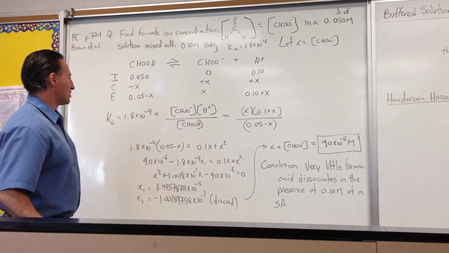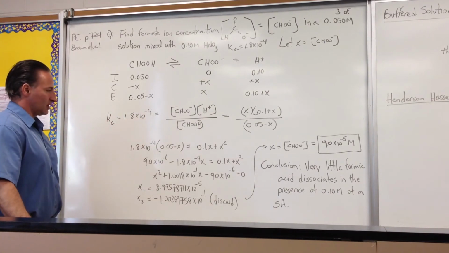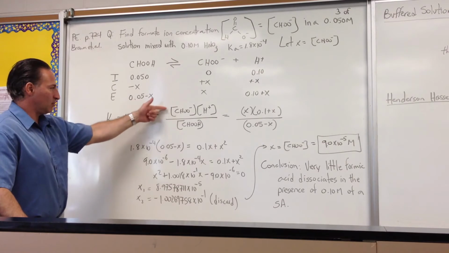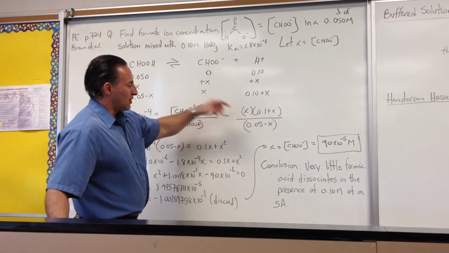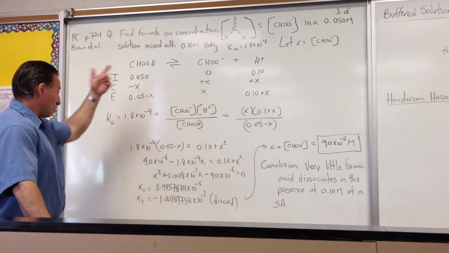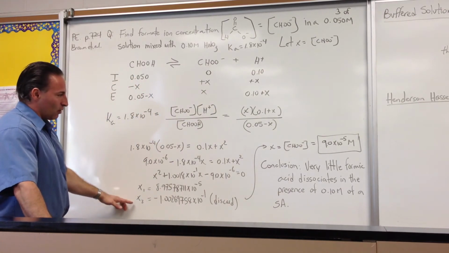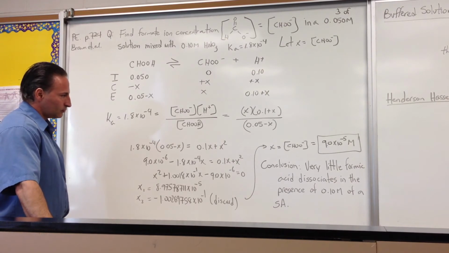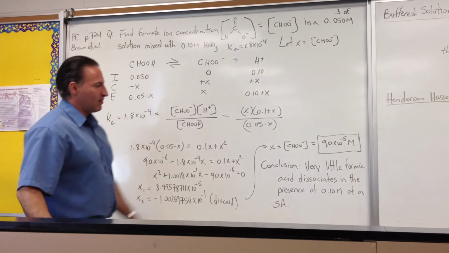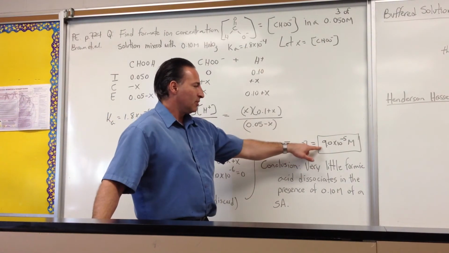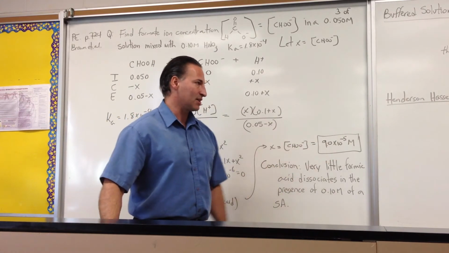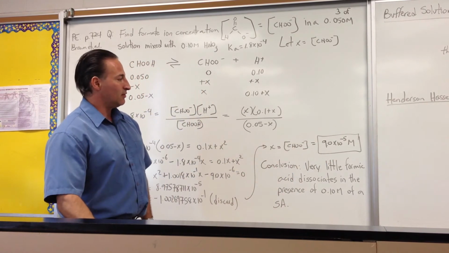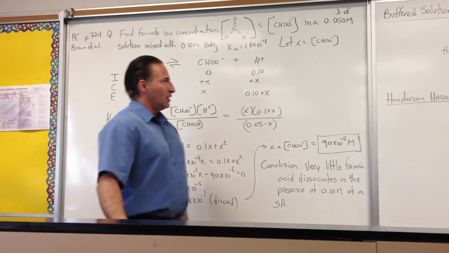Again, we enter all the values into the expression for Ka, which is products over reactants. We substitute all the numbers that we've discerned from the ice table. We use the quadratic formula. And what we conclude from the calculation is that very little formate ion forms because of the suppression of ionization from the nitric acid. And we get 9.0 times 10 to the minus 5 molar concentration of formate anion.